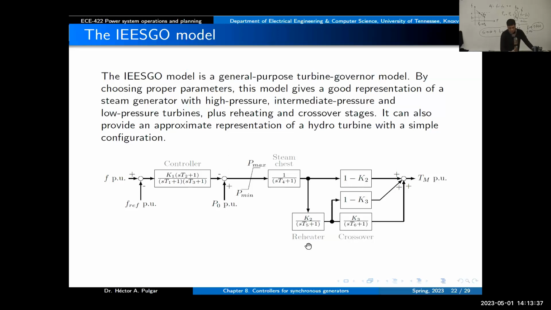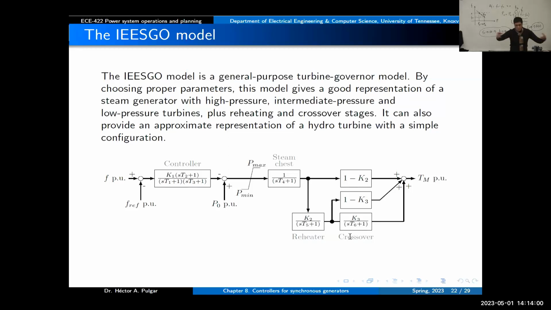And then you have another first order behavior for the reheater. We're going to reheat the steam, and then we will send that to the intermediate pressure turbine, and some of that will be converted into torque, and that is going to be sent to the shaft. And the final part is the dynamics in the crossover.